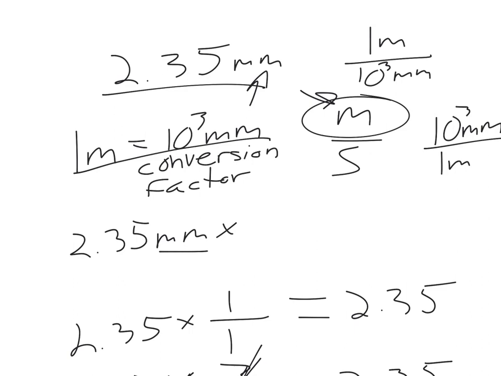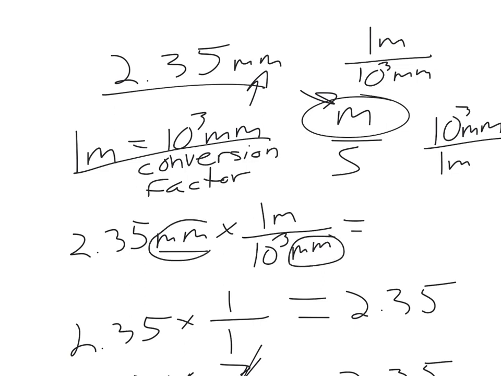Either of those fractions will equal 1. I'm going to multiply by one of them here. Now, if you remember from chemistry, if you've never taken chemistry, don't worry, I'll explain it. But essentially, we want to line these up such that our units will cancel. I'm going to put 1 meter on top, and I'm going to put 10 to the third millimeters on bottom.